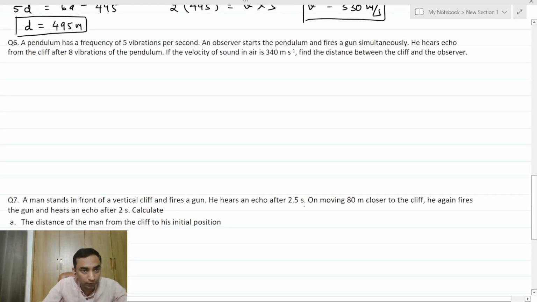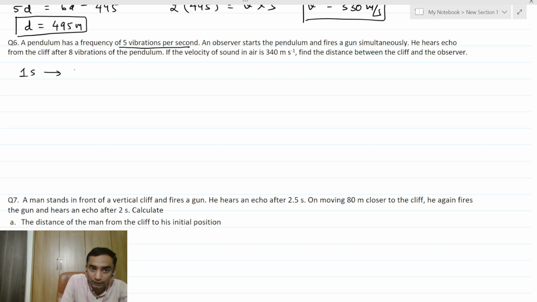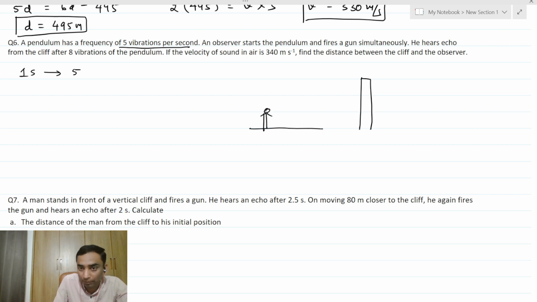Another good question on the echo. Now the pendulum has a frequency of 5 vibrations per second. That means in 1 second the pendulum oscillates 5 times. Correct? And the observer starts the pendulum and fires a gun. Then he hears the echo after 8 vibrations of the pendulum. So let me draw a cliff over here, and a person firing a gun. He also has a pendulum. So the moment he fires the gun, he starts swinging the pendulum.